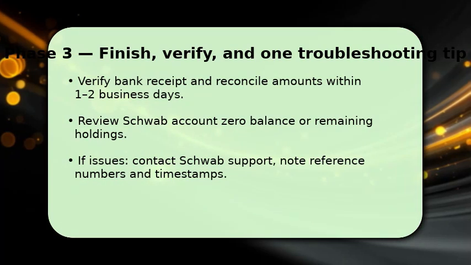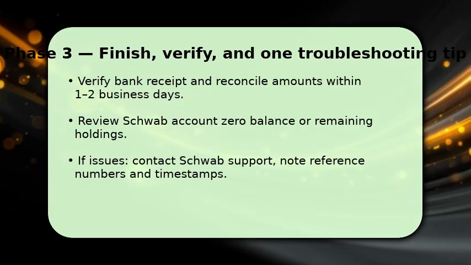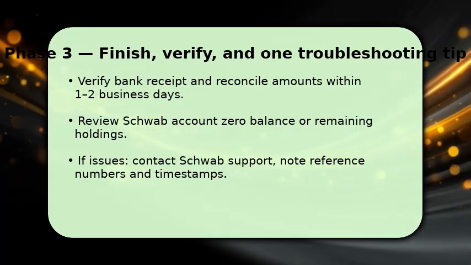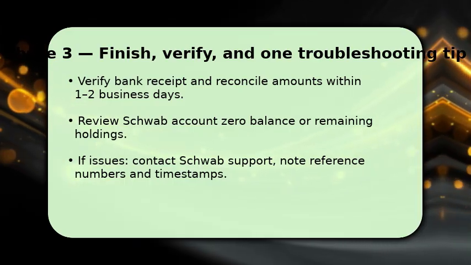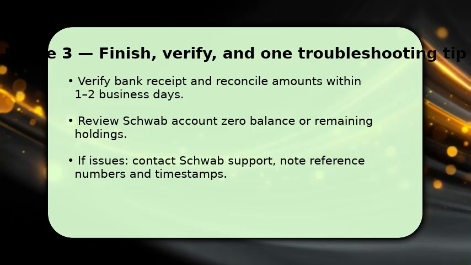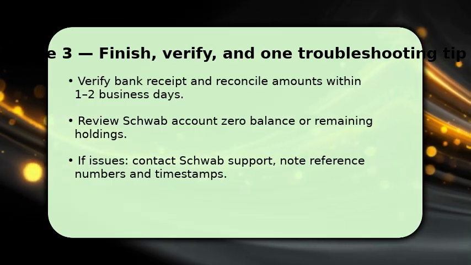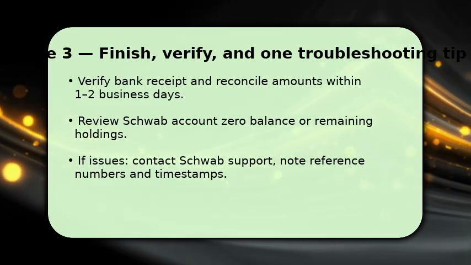You finish by confirming the bank received the funds and reconciling amounts against your Schwab confirmation. Most ACH transfers appear in 1 to 2 business days, while wires are faster. Once the transfer completes, confirm any residual positions or a zero balance and download confirmations for records.